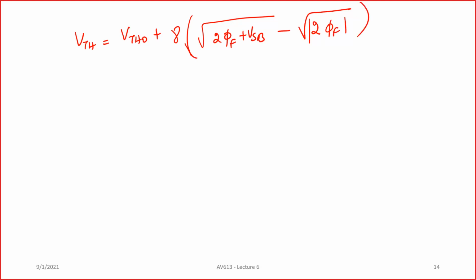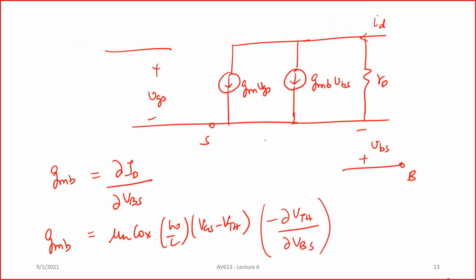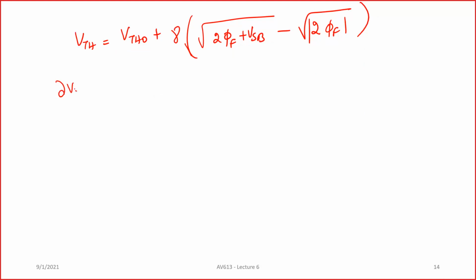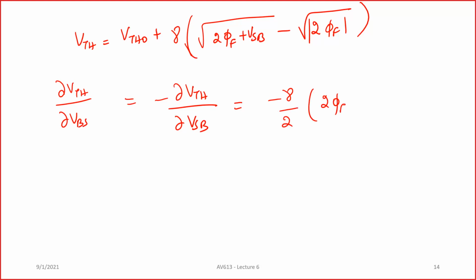This was the expression that we saw. What we now need to do is to differentiate this expression with respect to VBS. So it turns out that dou VTH by dou VBS is nothing but minus dou VTH by dou VSB. You change the subscripts and this becomes minus gamma by 2, times 2 phi f plus VSB, the whole to the power of minus half.